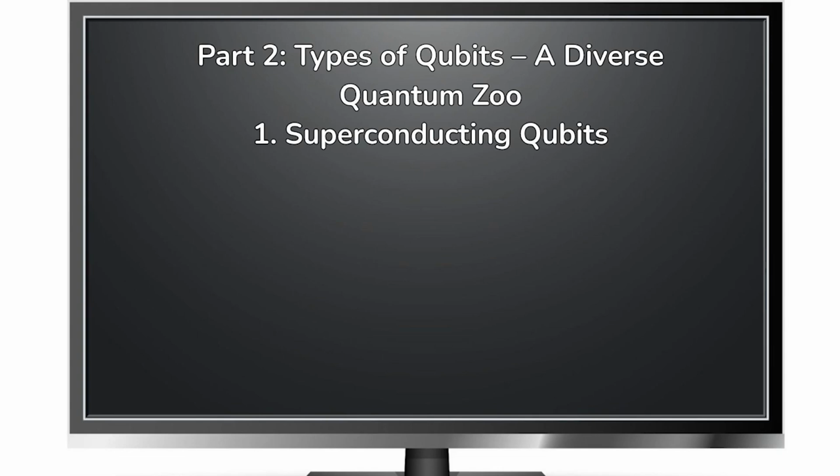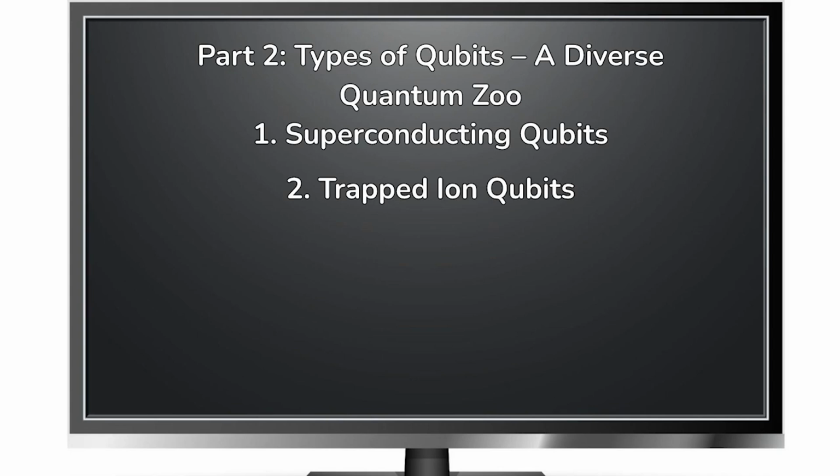Pros. They are relatively easy to manufacture using existing semiconductor technology, and we've built systems with dozens or even hundreds of these qubits. Cons. They are fragile. Decoherence happens quickly, sometimes in microseconds. Also, errors can build up rapidly unless corrected.